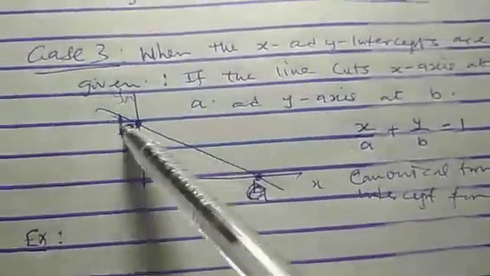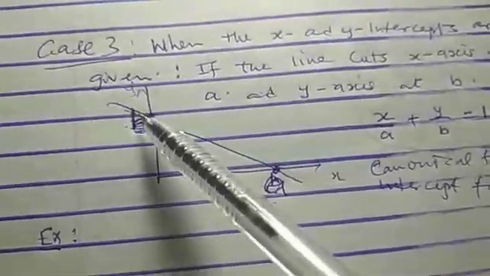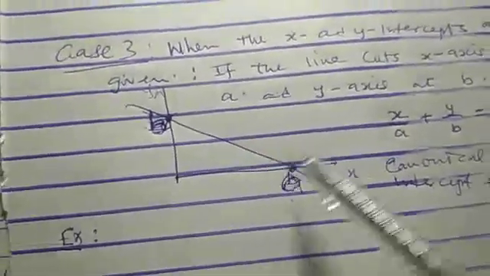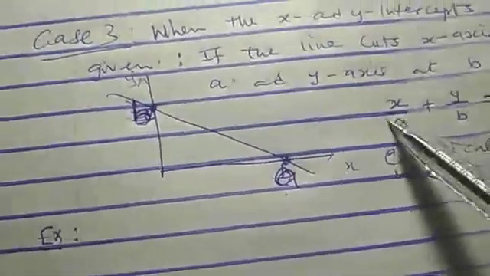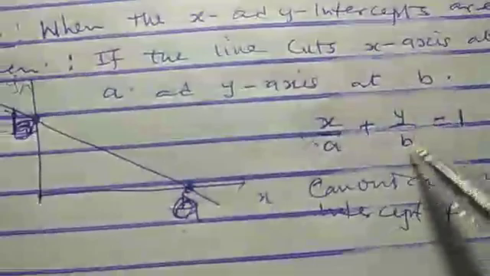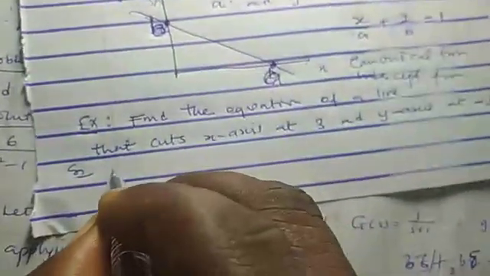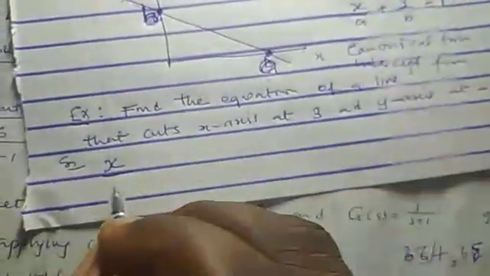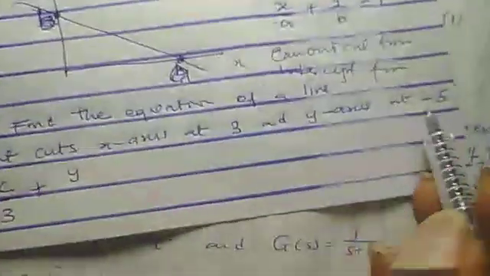So when they say you find an equation of a line and you are given the intercepts, that is where the line cuts the x-axis and y-axis, it will be x over the value at the x-axis plus y over the value at the y-axis is equal to 1. So take an example: find the equation of a line that cuts the x-axis at 3 and the y-axis at minus 5. We want to find such an equation of a line. Our answer is just x over the value at the x-axis plus y over b. Our b is minus 5.